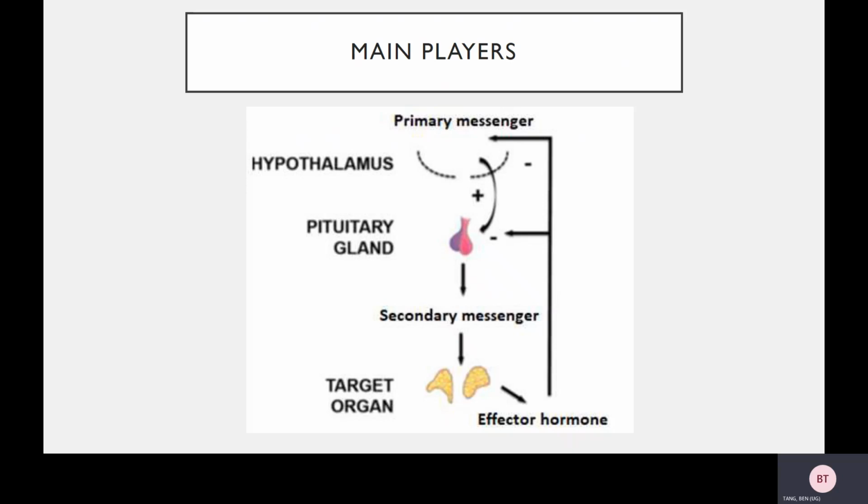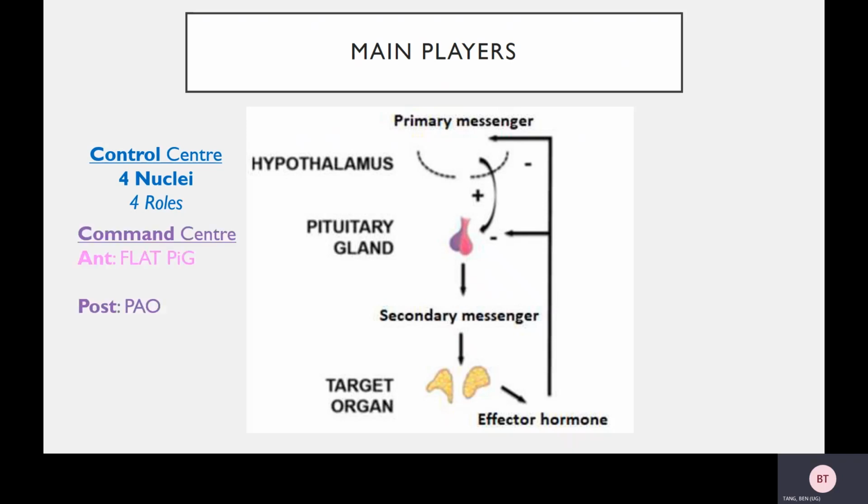So for example, the most common one you probably hear is the thyroid, right? And this axis is pretty much all set for majority of circuits, where the hypothalamus is your control center. And there's 4 nuclei, which we'll go over, each with different roles. And the command center is your pituitary gland, right? There's 2 parts of the pituitary gland from different tissues, your anterior and your posterior.